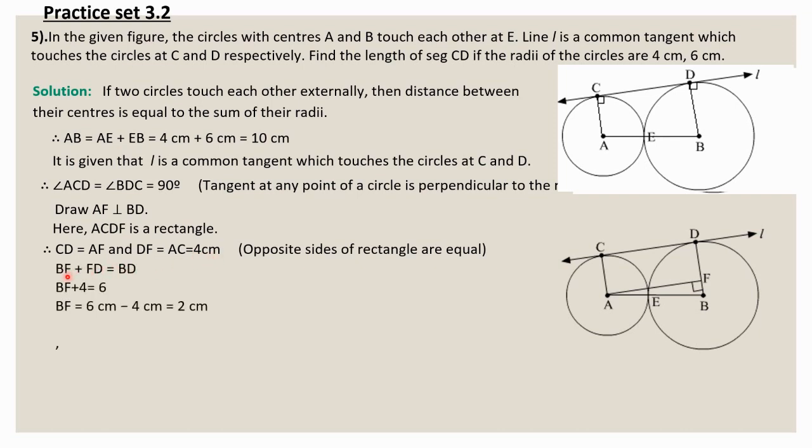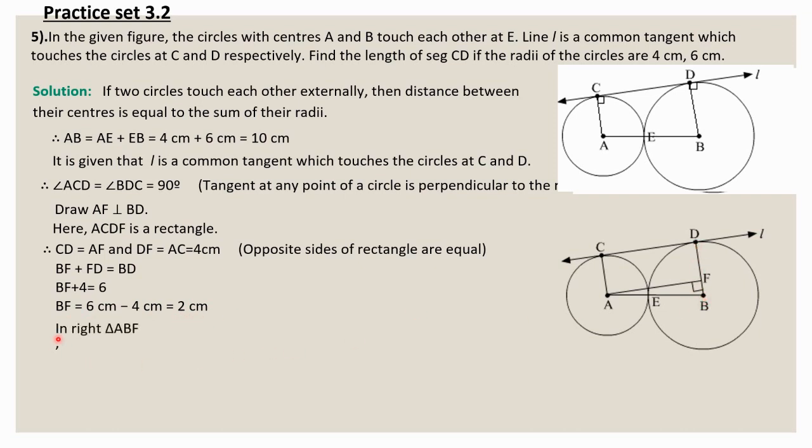We know that, if you see in the diagram, BF plus FD will be equal to BD. BF plus FD equals BD. We know that FD is 4 centimeters from the previous step. We substitute 4 in place of FD, and we know that BD, that is the radius of the bigger circle, is 6 centimeters. We take the 4 to the other side, therefore we get 6 centimeters minus 4, which is 2. Therefore, BF is 2 centimeters.